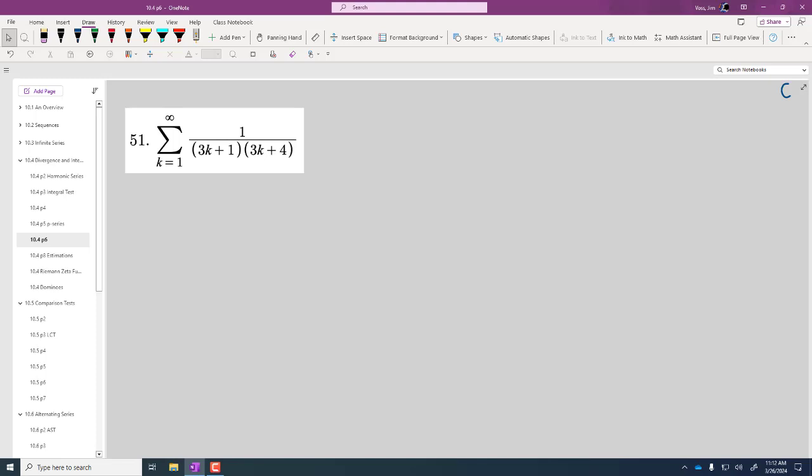Integration by parts again? Yes, parts or PFD? What did you say? Partial fraction decomposition. You could also do that. Partial fraction decomposition will allow us to break it apart and then hopefully integrate more easily. So let's see what happens.